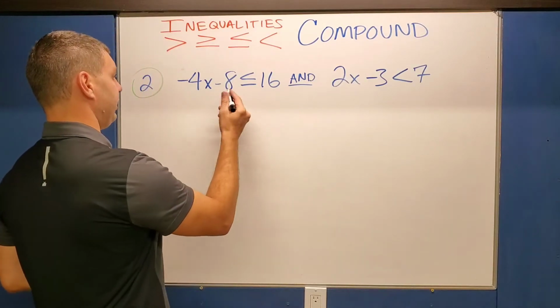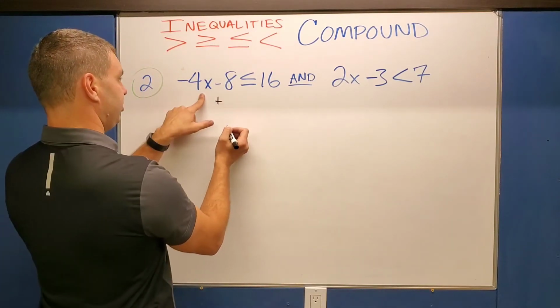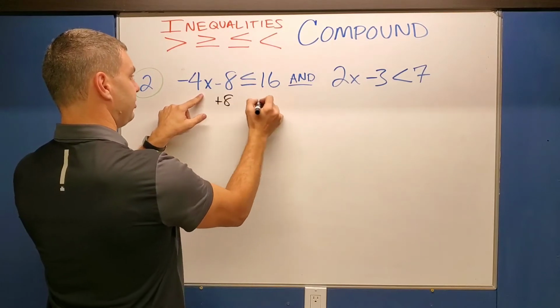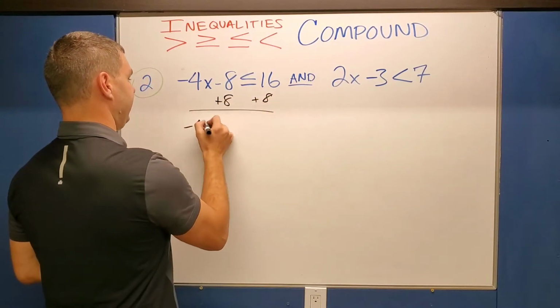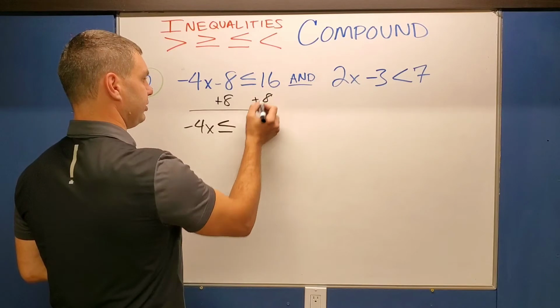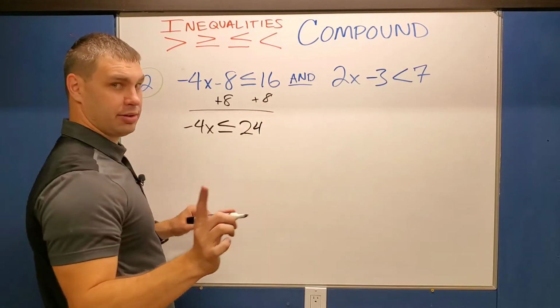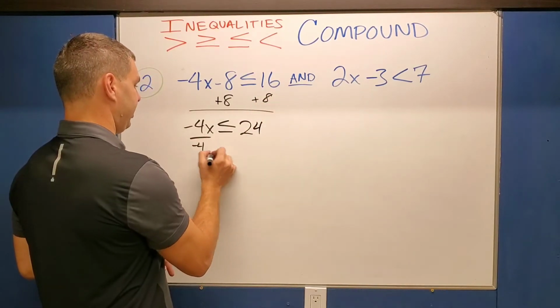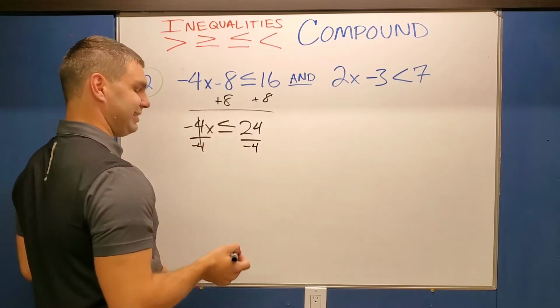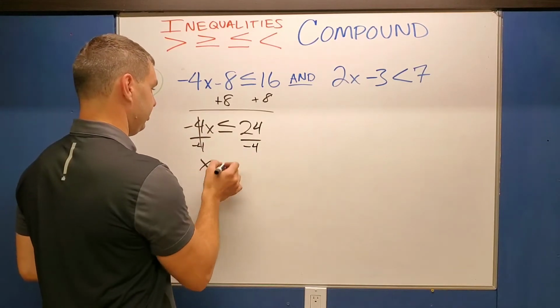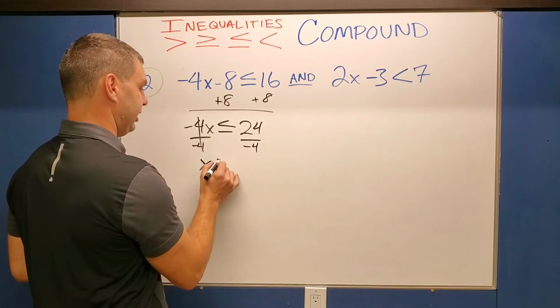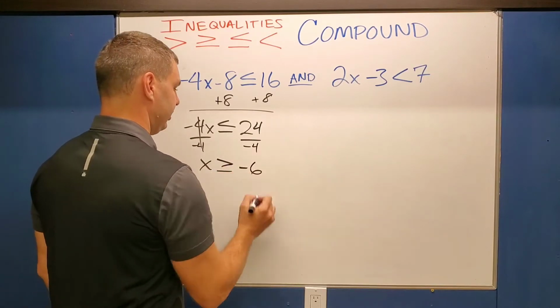Here, this one, I need to get my x term by itself, so I'm going to add 8 to the other side. And when I do that, I have negative 4x is less than or equal to 24. Oh, this is why, because here when I divide by a negative 4, my sign has to switch. So instead of x being less than or equal to, it's actually x is greater than or equal to negative 6.